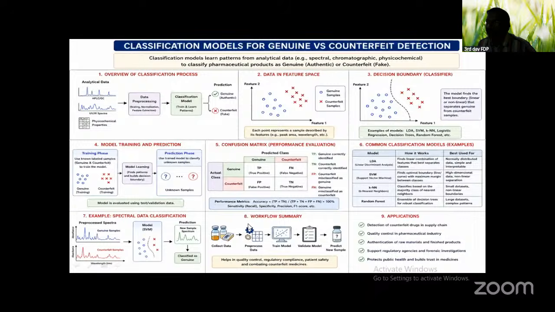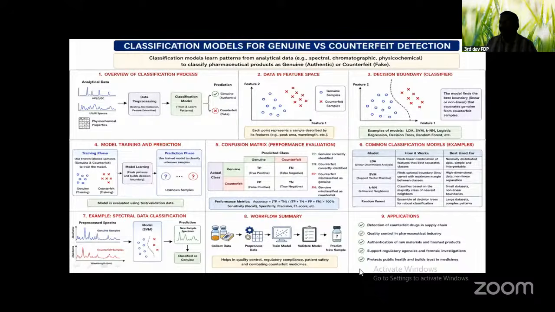Then the overall workflow of the system is to collect the data and give the data to the processing. Then the model will be trained to take the decision, and validate the model. Finally, predict the new sample. This workflow helps in quality control, regulatory compliance, patient safety, and combating counterfeit medicine.